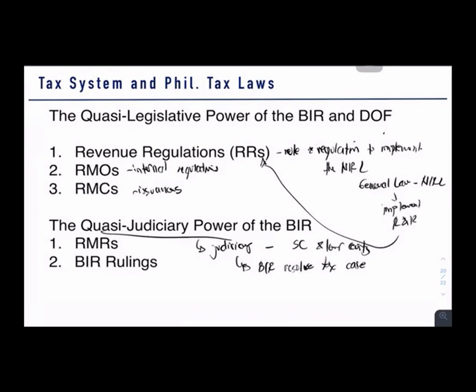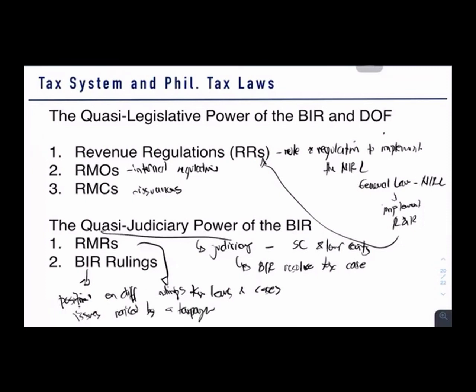So what are these quasi-judiciary powers of the BIR? So some examples are your RMRs or your revenue memorandum rulings. So these are the rulings or opinions regarding tax laws and a set of facts or cases. How about your BIR rulings? These are positions on different issues raised by a taxpayer.